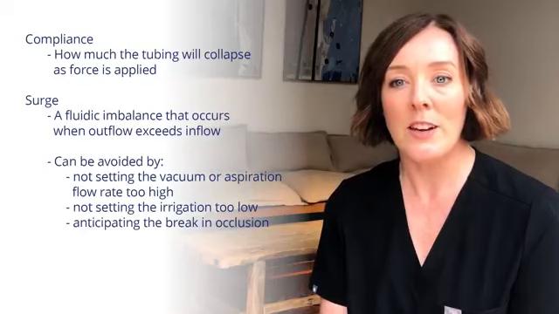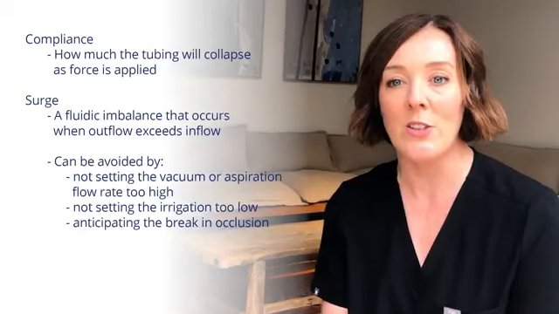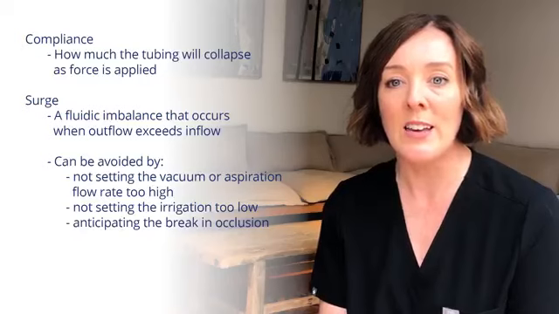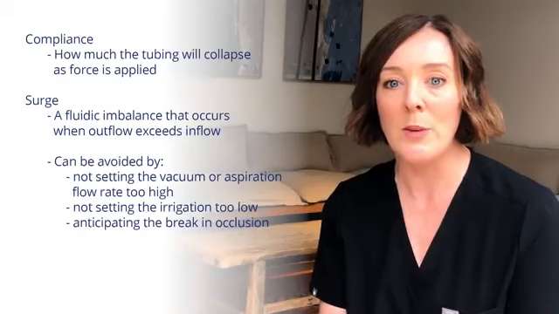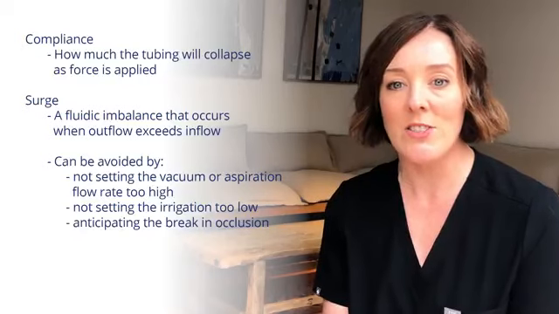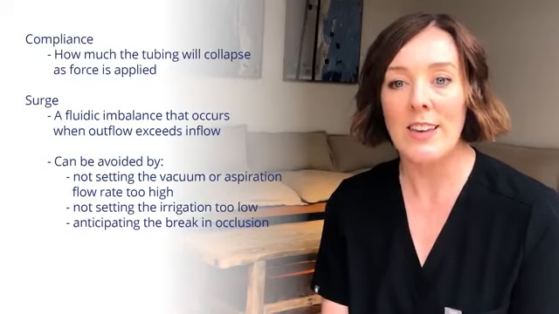Surge is a phenomenon that occurs when vacuum in the line has been created due to an occlusion, but that occlusion breaks. Fluid then rushes from the high pressure environment in the AC to the low pressure environment in the tubing, leading to a sudden shallowing of the anterior chamber. Surge can also be described as a fluidic imbalance that occurs when outflow exceeds inflow. When surge occurs, you see the characteristic mini collapse of the anterior chamber.